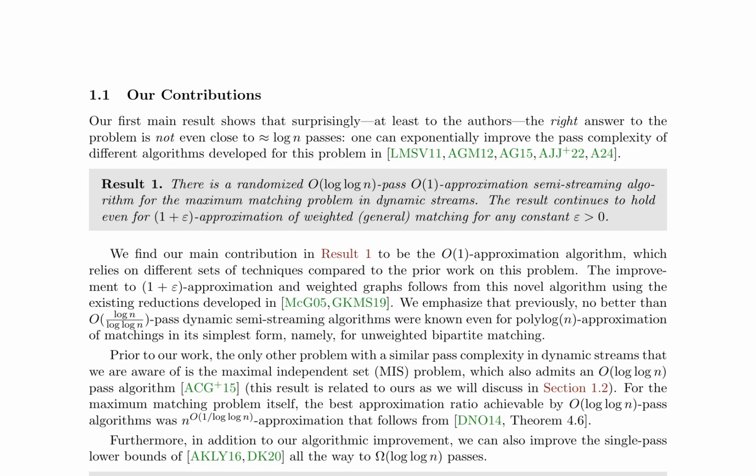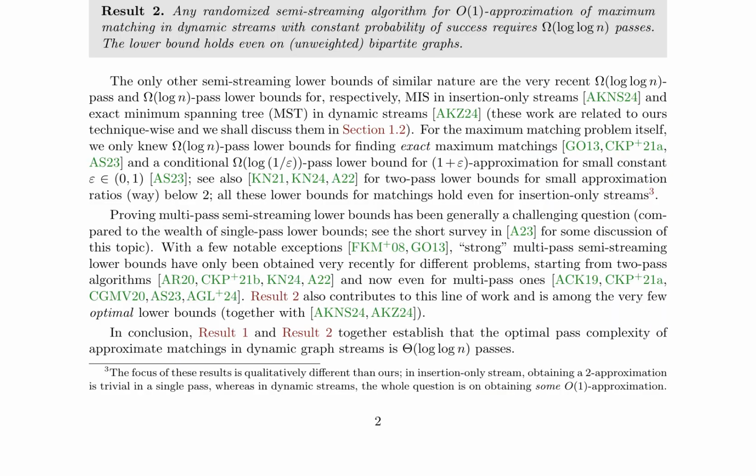Result 2 establishes that any randomized semistreaming algorithm for O(1) approximation of maximum matching in dynamic streams with constant probability of success requires log n passes. This lower bound holds even on unweighted bipartite graphs. The authors also improve the single-pass lower bounds of previous work all the way to log n passes.